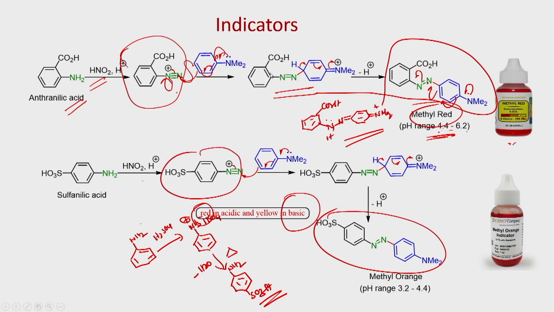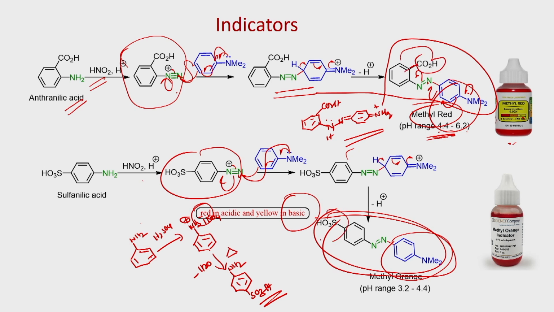Once you have this one, as we have just seen, it can undergo addition reaction, then you will be able to get this dye. If you look here, this is the same in both cases. One has a carboxylic acid group in the ortho position, in the other you have the sulfonic acid. Both we use as indicators to check the acidity of the reaction medium.